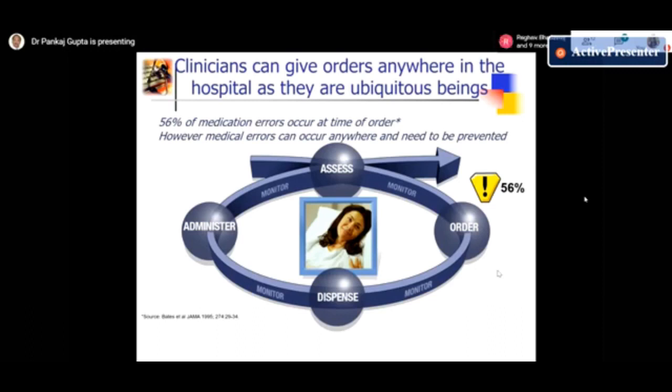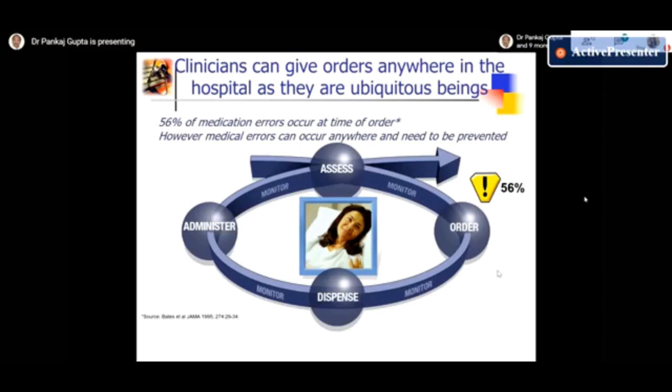But it is because of the 56% figure that the entire population in the US woke up and said, "Oh my God! Can we do something about it?" But then just catching 56% of the preventable medical errors at the order stage is not enough. You need to catch the errors at the dispensing stage, at the administration stage, and then assess it on a regular basis.